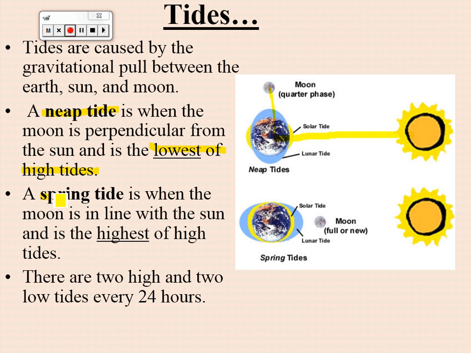A spring tide, if you think of springing up, is the highest of the high tides. And this is when they're in a perfect line. So the moon is either here as a new moon or it's over here as a full moon. Where in this one it's either in first quarter or last quarter. So when they're perfectly lined up, we get a spring tide. You should also know that there are 2 high and 2 low tides every 24 hours.